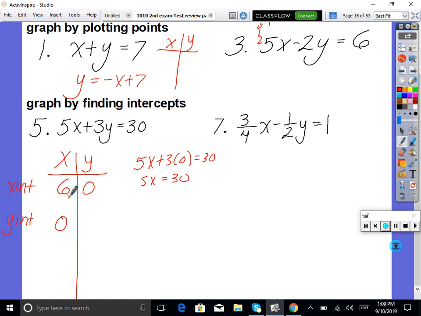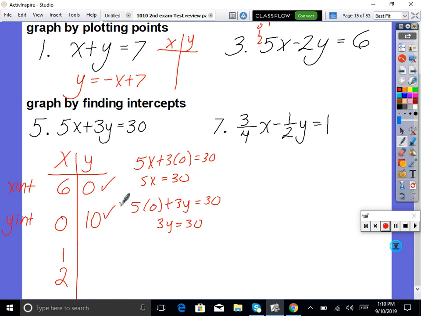And then plug in 0 for x. So that'd be 5 times 0 plus 3y equals 30. So then 3y equals 30, so y equals 10. So notice I have my x and y intercept. And then from there, that's not quite enough points. So then you just pick a couple points. I usually pick something between the two values. So maybe like plugging in a 1 for x and a 2. And then just plugging it in 5 times 1 and then subtract 5 and then divide by 3. So the key is showing this and this part.